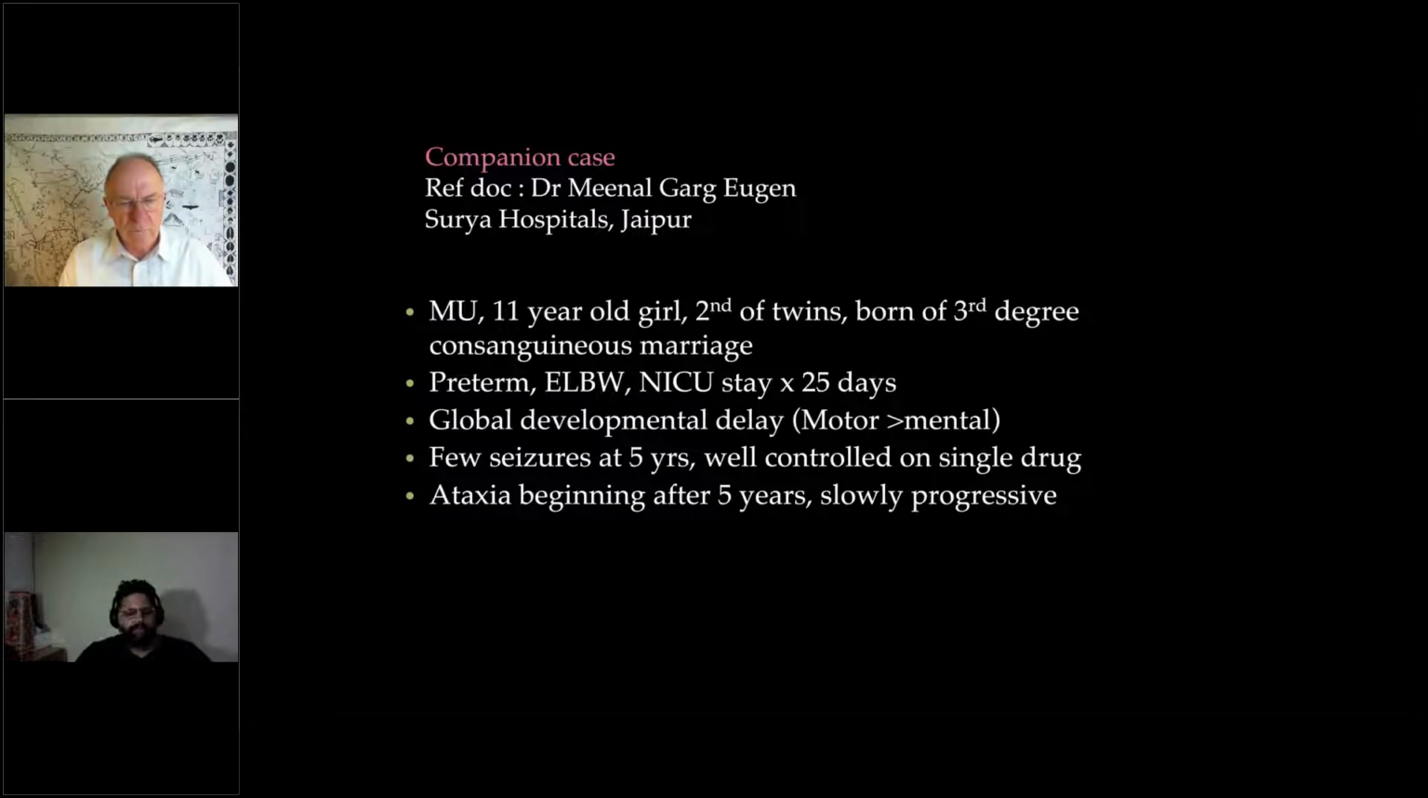Yeah. So this child, she was an 11-year-old girl. She was the second of twins and born to third-degree consanguineous parents. So she had history of prematurity. She was low birth weight, and she had a prolonged NICU stay of around a month. And she had global developmental delay right from the beginning, motor more than mental delay. She had a few seizures at around 5 years of age and was given only a single drug for them, and these seizures were controlled. And then she developed ataxia and motor difficulties after 5 years of age, which were slowly progressive.